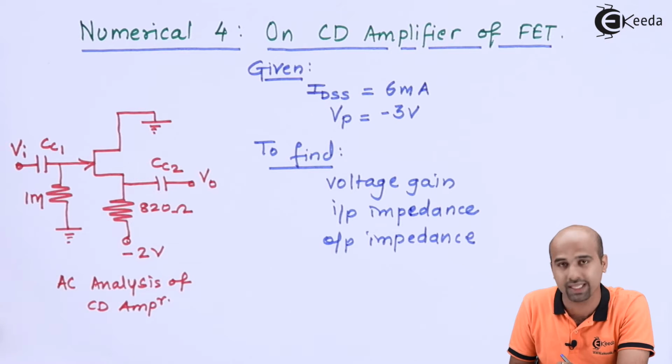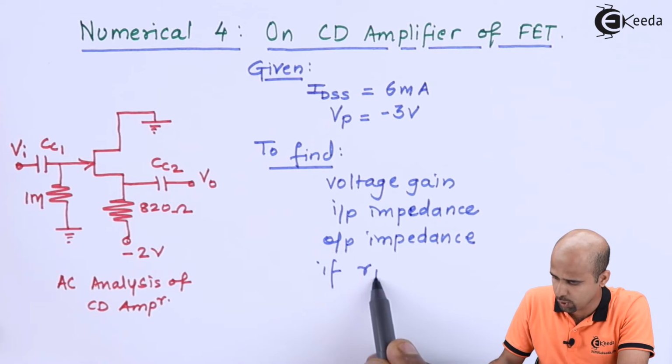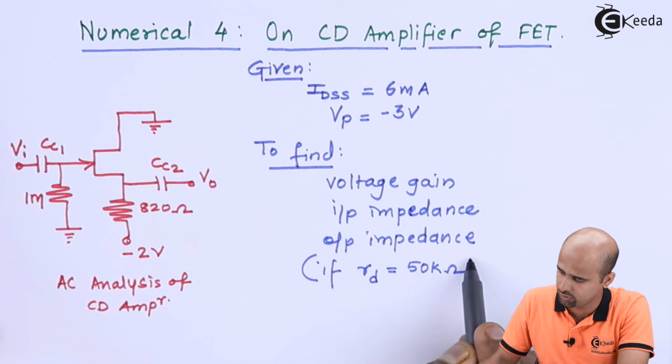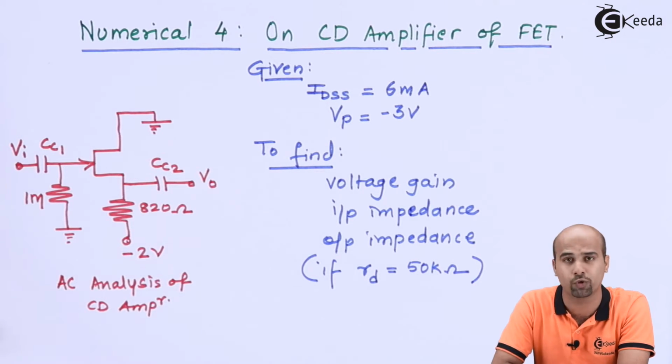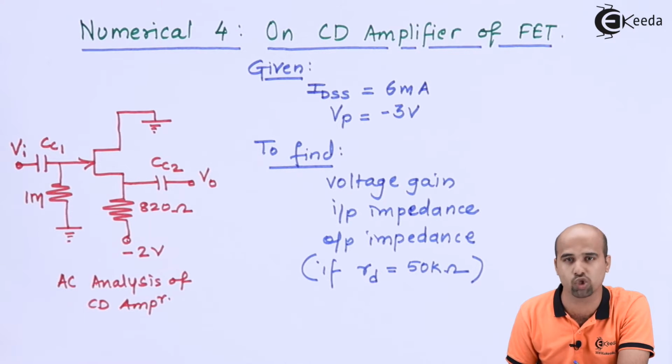And one more thing, they have mentioned that if small rd is equal to 50 kilo ohm, you have to write the effect of small rd. If we are applying small rd equal to 50 kilo ohm, what will be its effect? So this is all the findings and given data about numerical number 4. Let's see how to solve it.